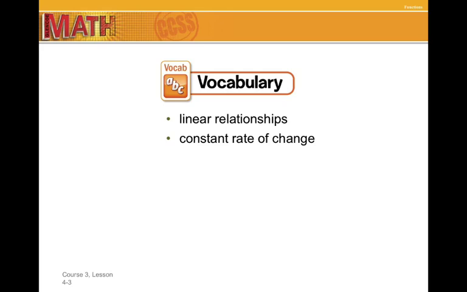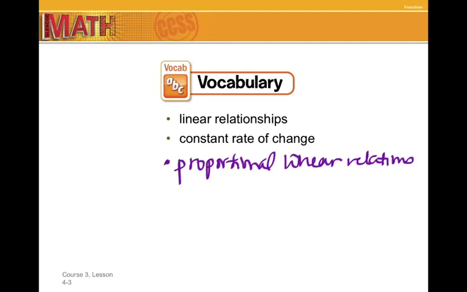Okay, so a little reminder about a vocabulary: linear relationships, constant rate of change. Make sure you have both of those. And the one I want you to add is proportional linear relationship. So you have 3 words: linear relationships, constant rate of change, and proportional linear relationships.